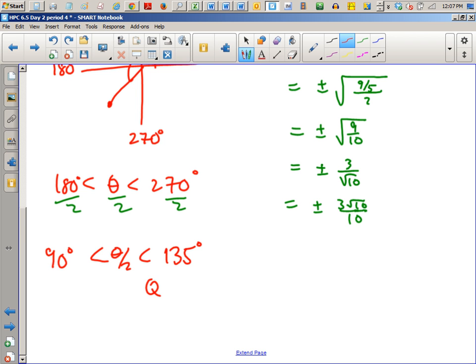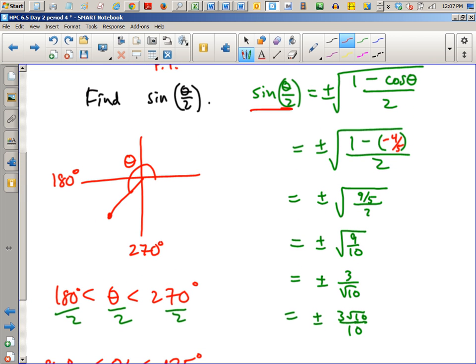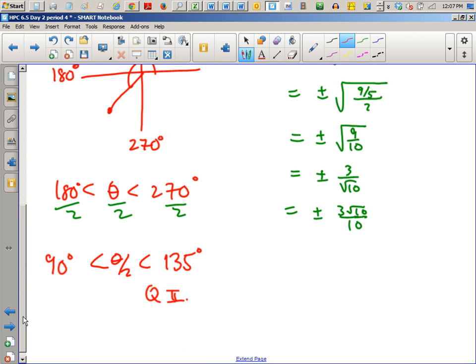Which quadrant is that? This is quadrant 2. And in quadrant 2, sine, which is what we're solving right now, we're doing a sine problem, see? Sine is what? Positive. Right. So we're going to go with the positive answer. I'm going to write a little note why I'm picking this. Because theta over 2 is in quadrant 2. That's how I decide between positive and negative.